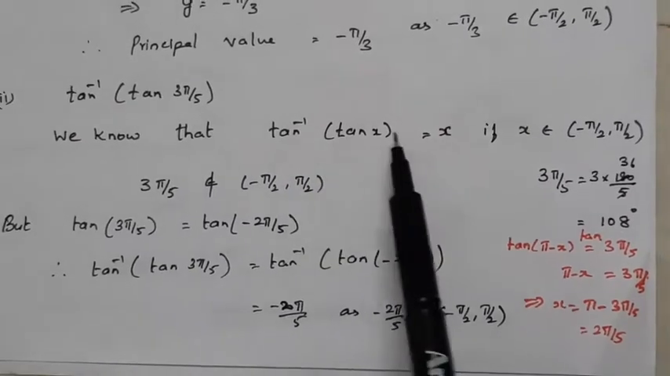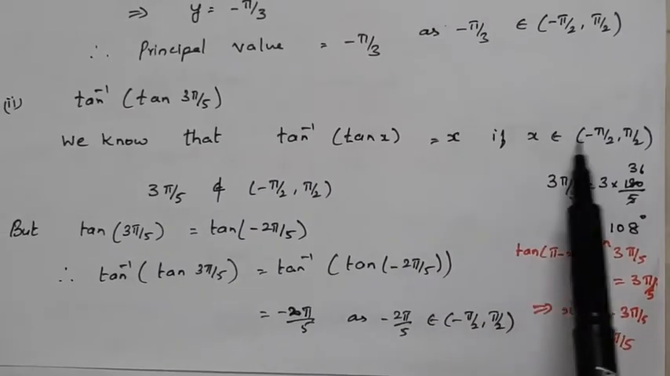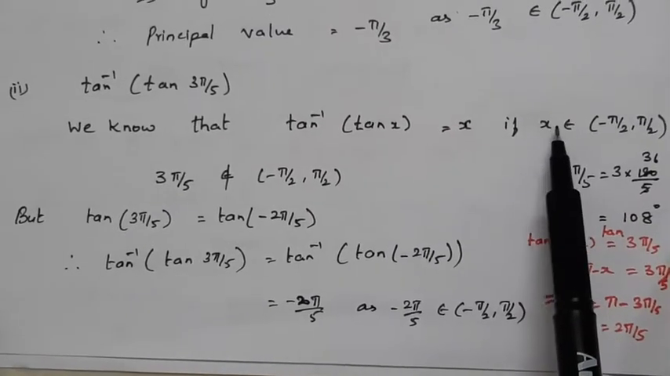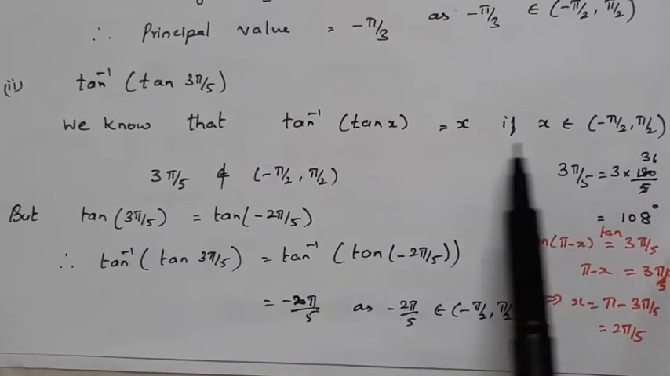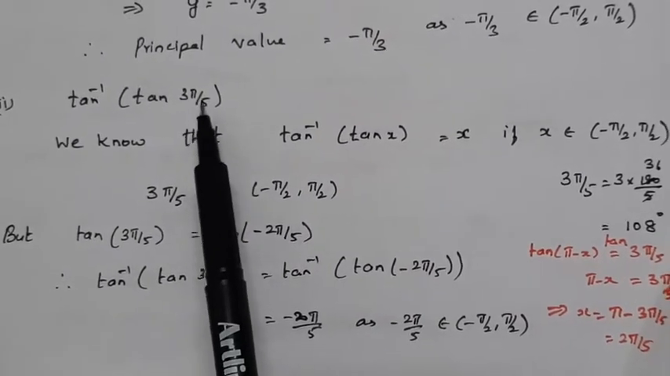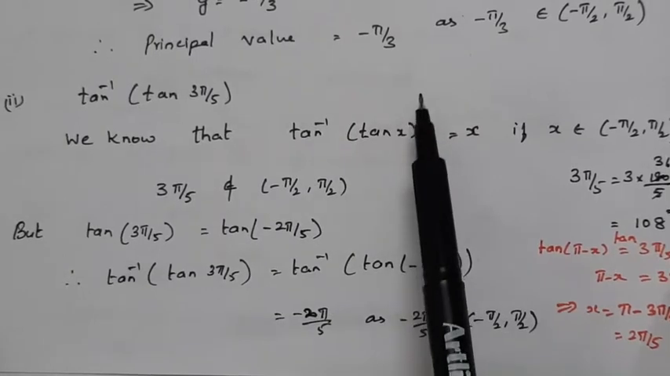You know that tan inverse of tan x is equal to x only if x belongs to the open interval minus pi by 2 to plus pi by 2. That means if x belongs to either the first quadrant or fourth quadrant, then only tan inverse of tan x is equal to x. Here let us see whether 3 pi by 5 belongs to either the first or fourth.